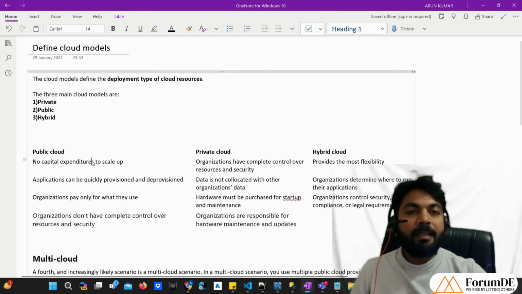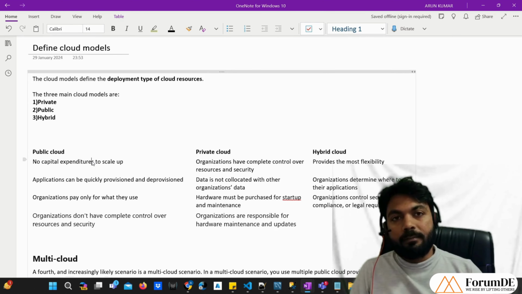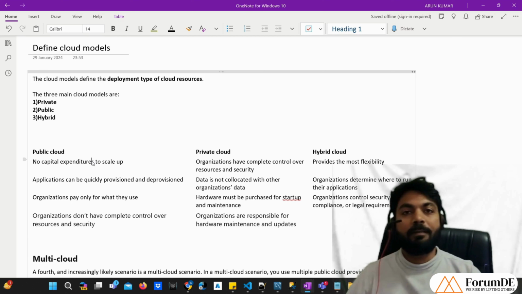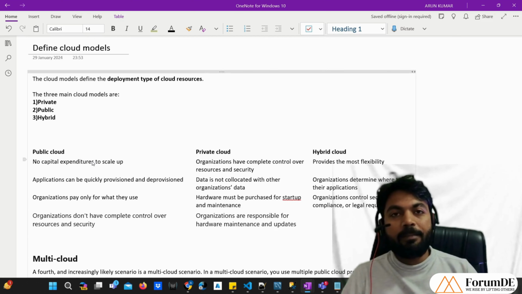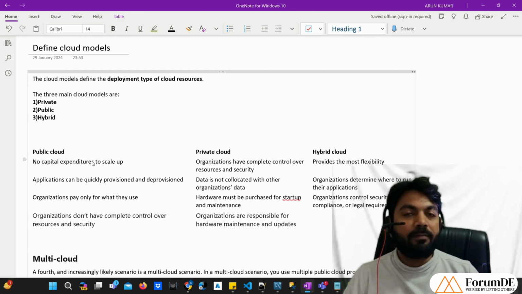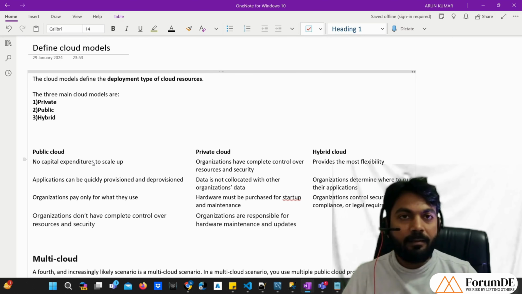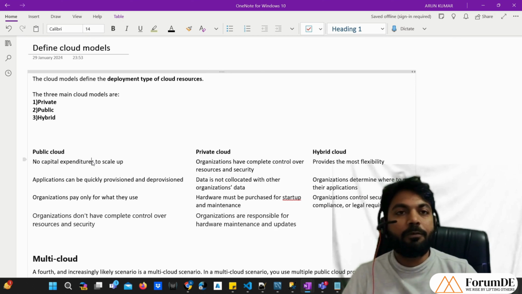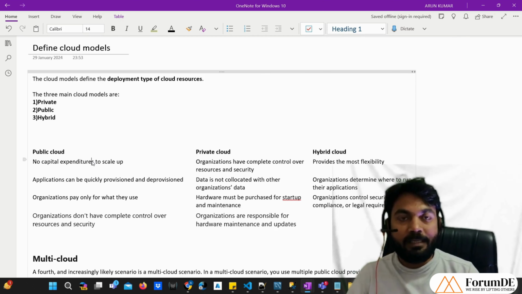But in the case of public cloud, if you are using AWS or Azure, we are not paying anything as capital expenditure. We are paying only for what we use. Like I just explained, if I am storing 100 GB of data, I am paying only for that, and if I am storing 1000 GB of data, I am paying for 1000 GB. We can easily scale up. We don't need to buy any hardware component, which means we don't need to do any kind of capital expenditure.